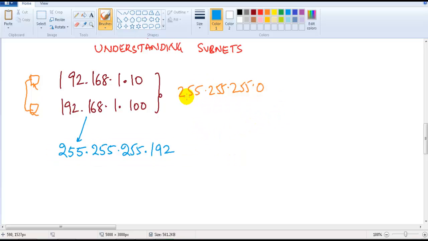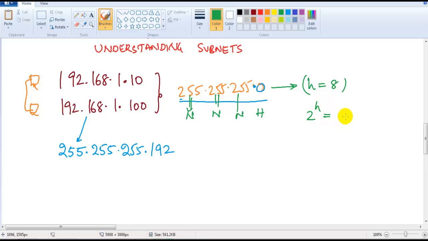Whenever you are taking a subnet mask, first ask how many host bits you have. How many host bits do we have in this example? 8 host bits, right? Because this is network, this is network, this is network, and this is host. That's what we have learned. According to the default subnet mask, there are 8 host bits. So what is the size of the network? 2 to the power of h, 2 to the power of 8, the size of the network is 256. So the range starts from 0 and ends at 255, which means the network ID is 0 and 255 is the broadcast ID.